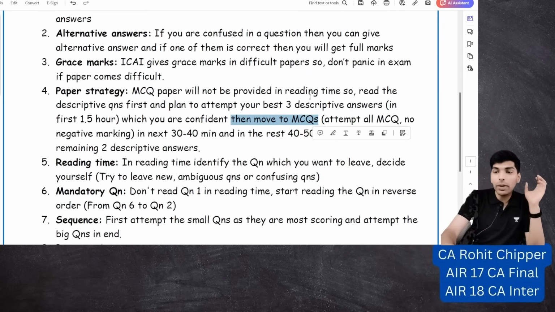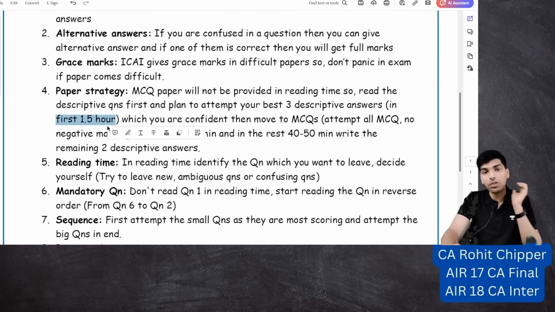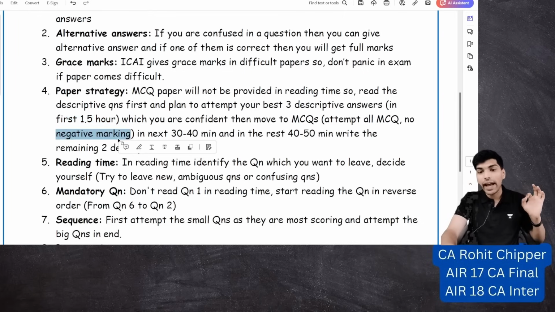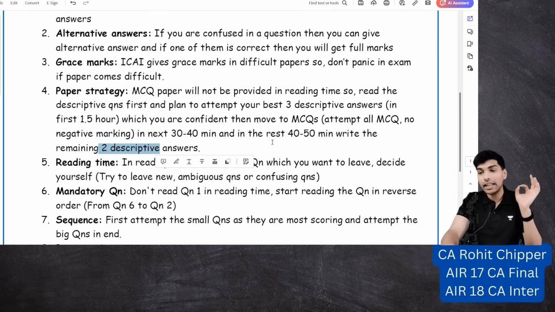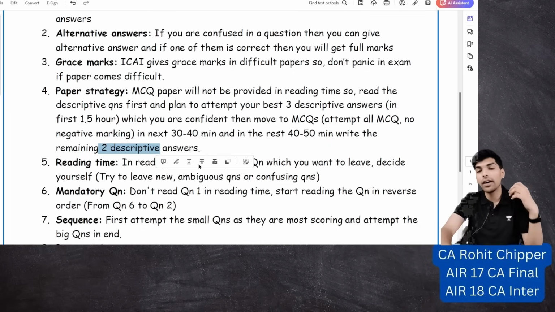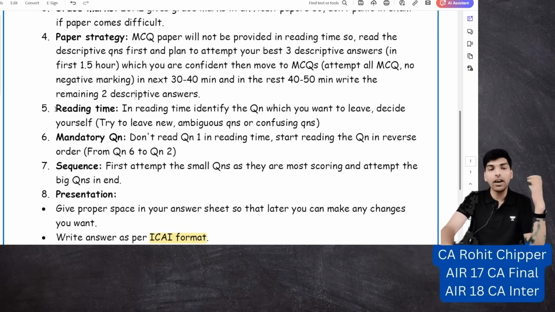The timing should be that the first three descriptive questions you should complete in the first 1.5 hours, so 30 minutes for each question. Next, 30 to 40 minutes for your MCQ, and for the remaining last two questions, invest the remaining 40 to 50 minutes, because these two descriptive questions are those for which you are not prepared or not confident. So attempt them in the end, and whatever time you have, try to give your best in the last two remaining questions as well.